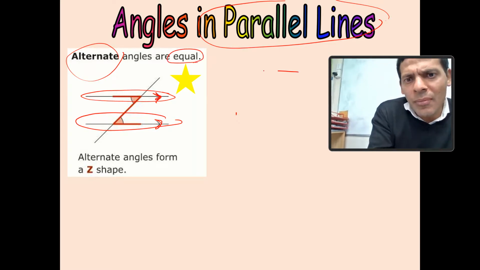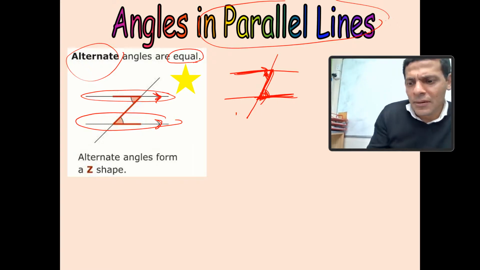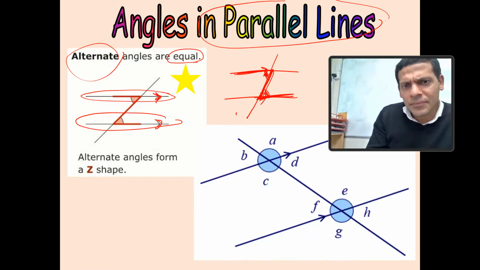Just remember that when we have two parallel lines and a line cuts them, we have this Z letter. You see the Z letter here. So this angle equals this angle. We name it alternate angles. We move on to the second one.